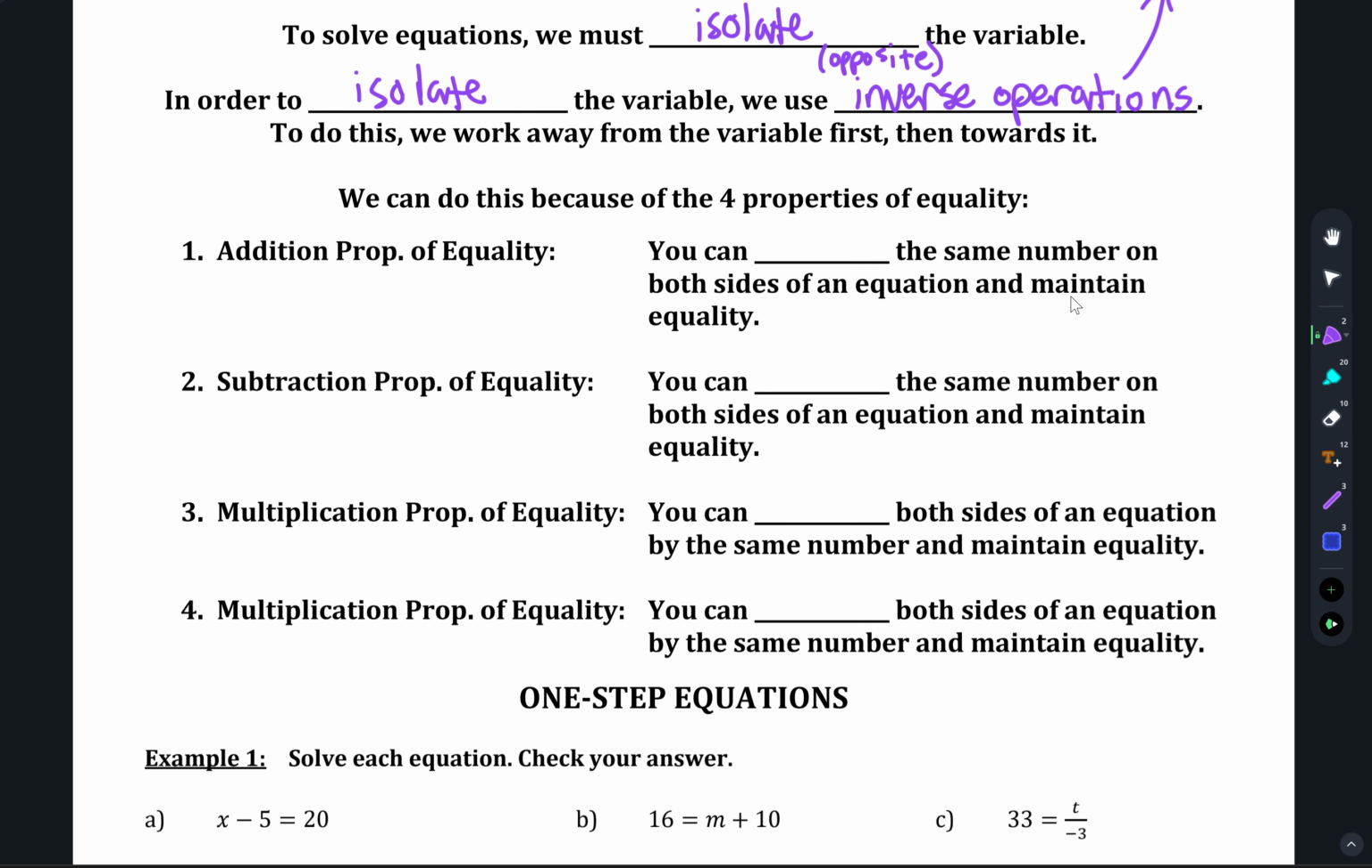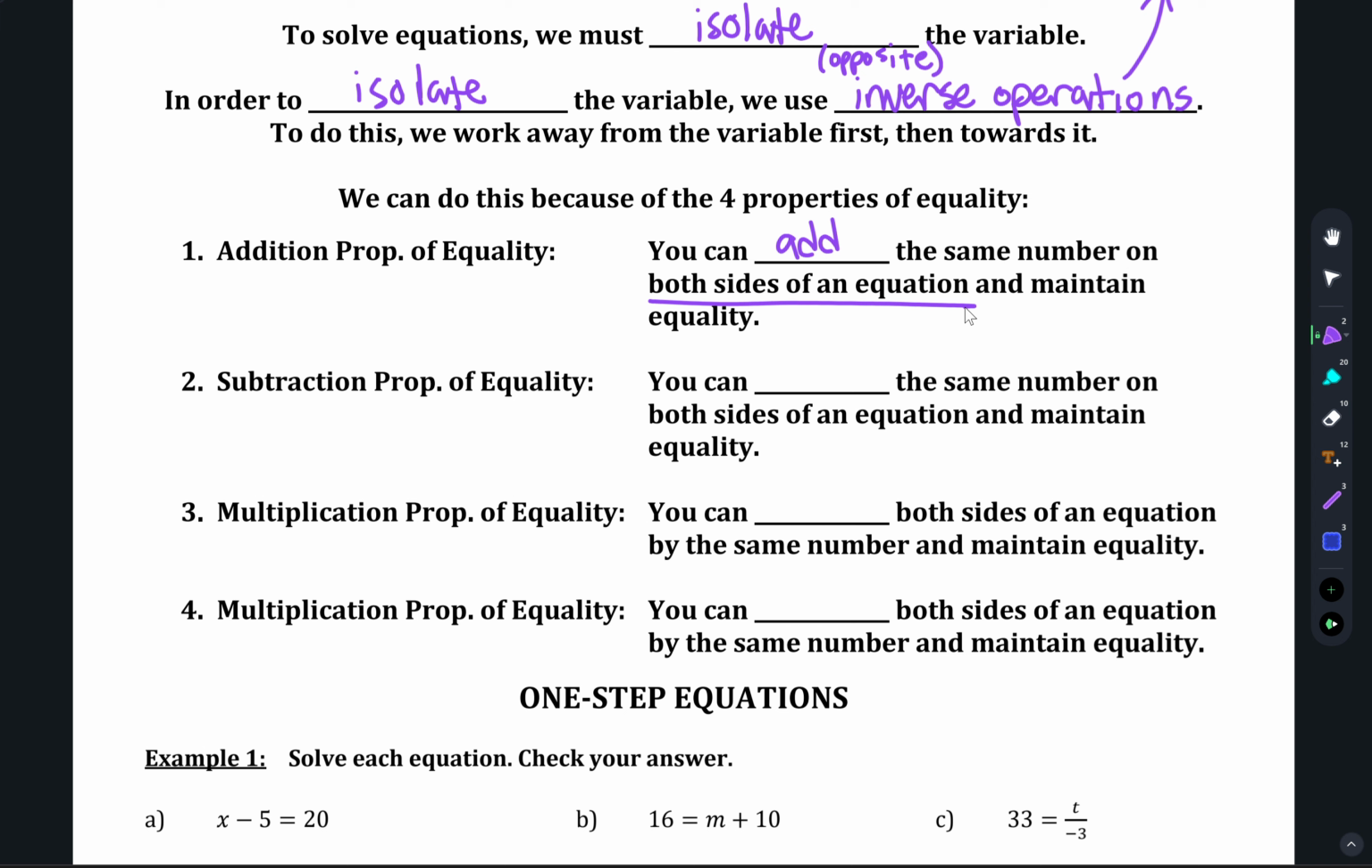We have 4 properties. These are not properties that you need to know the names of, just to understand how they work. So essentially what we're going to be doing is moving a bunch of stuff around. And the reason we can do that is because of this property of equality. So the first one, the addition property of equality, says that you can add the same number on both sides of an equation and maintain equality, maintain the truthfulness of that equation. Okay, the important part is that we are doing it to both sides.